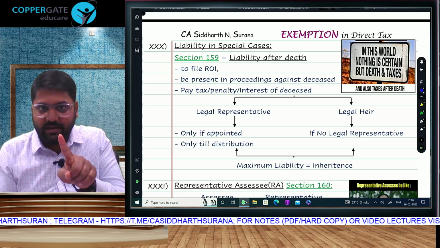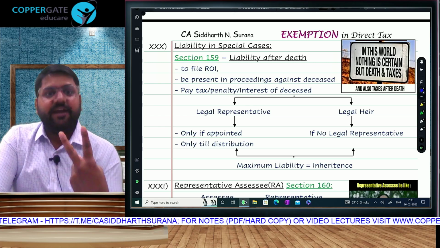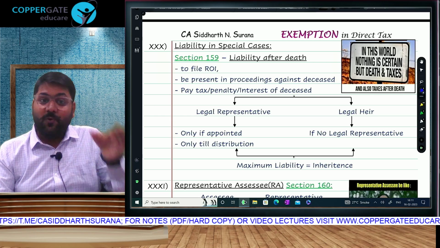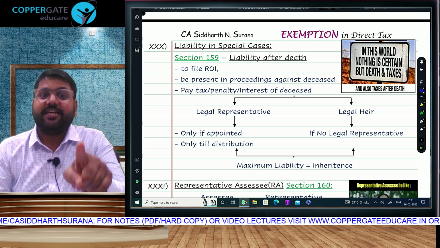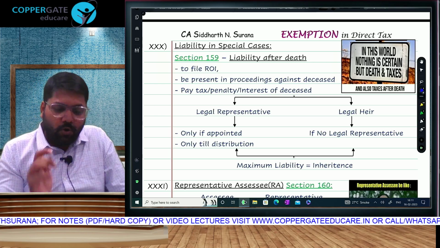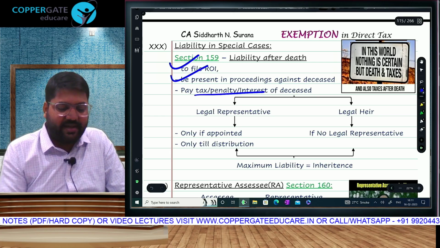Listen to me carefully. Some great man said, two things are certain in life, death and taxes. One great man is saying, one more thing is certain, taxes even after death. So, who will file ROI if you have died? Who will be present for some months, or who will pay the tax, interest, penalty?